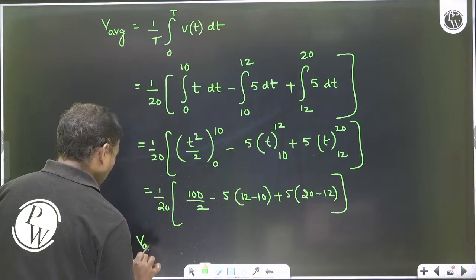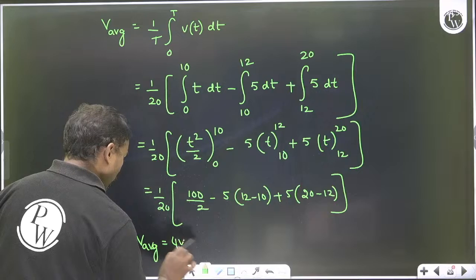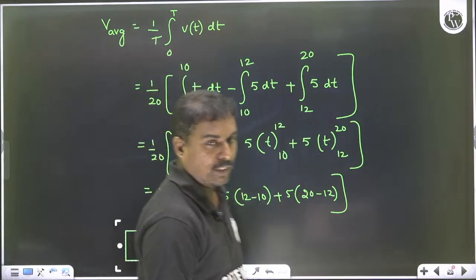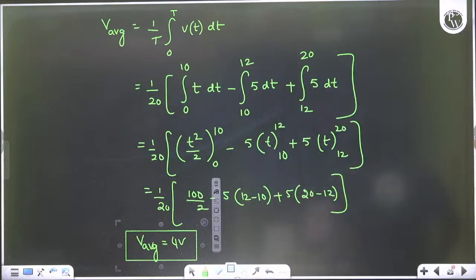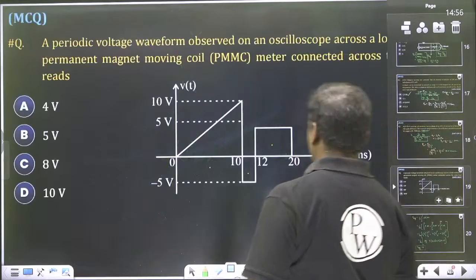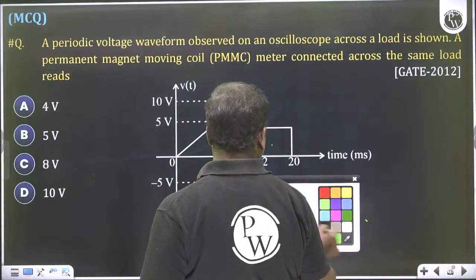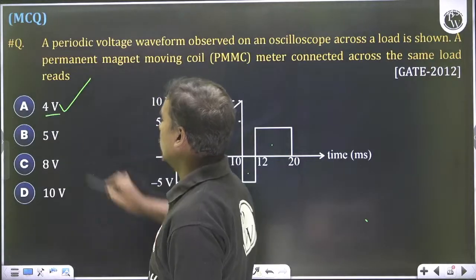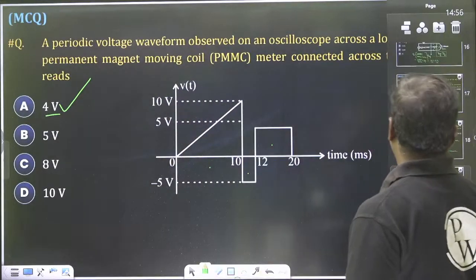So V average, I am going to get as 4 volts. So the correct answer for this question is what? 4 volts. What is the answer? 4 volts. So the right answer for this question is 4 volts. Option A is the right answer. So let us go for another question.